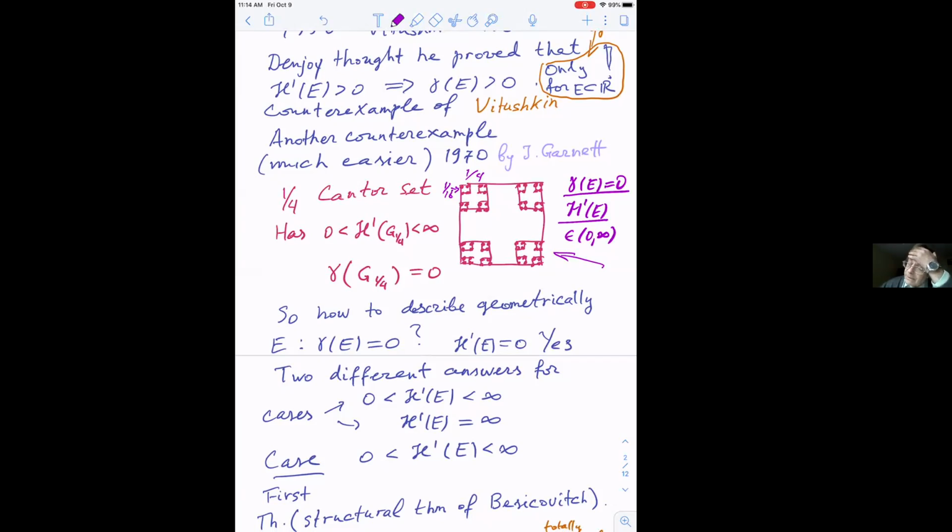So we see that if E, like in Danjoy's case, has 0 length, and it sits on the line, no, 0 length is always gamma 0, but if it sits on the line and has a positive length, then gamma should be positive. But if it's spread out in the plane in this Cantor fashion, it can have positive length, but 0 analytic capacity. So these are the two pieces of information people had in 1970.